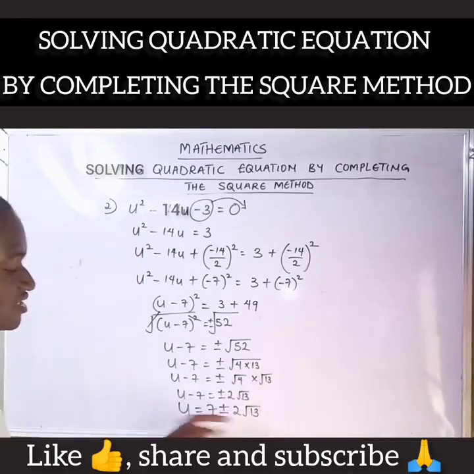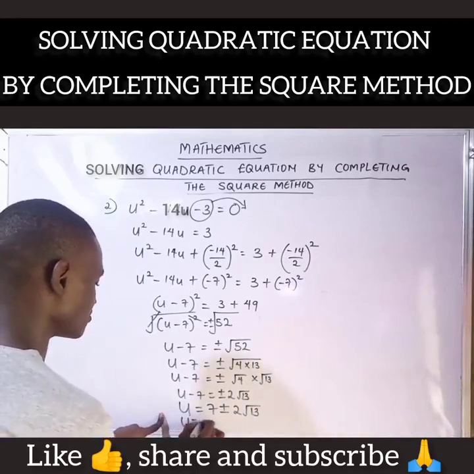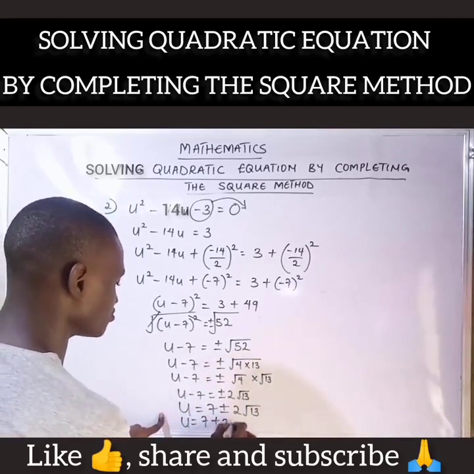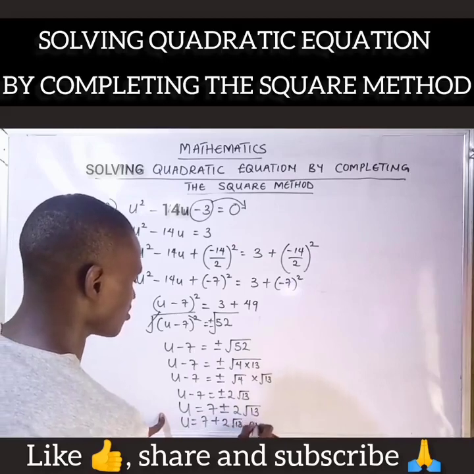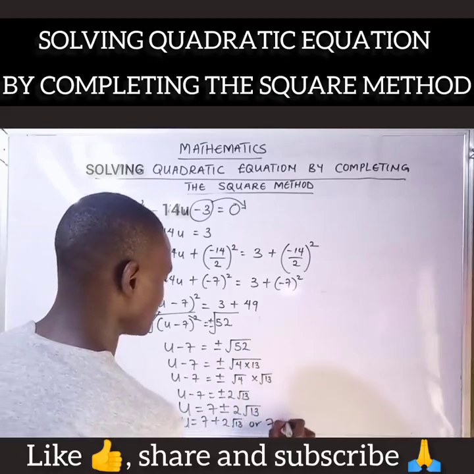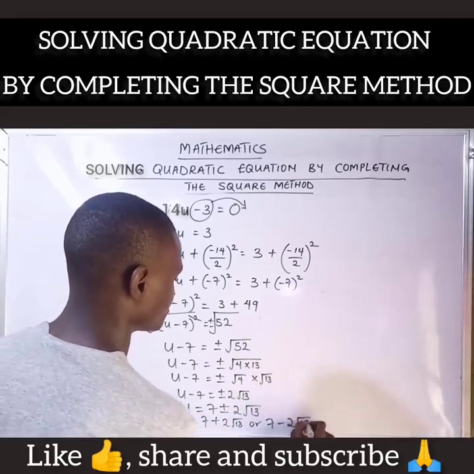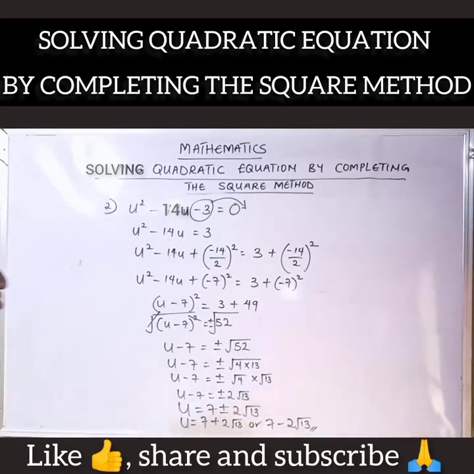I told you what this implies. It means u is equal to 7 plus 2 root 13, or 7 minus 2 root 13. These are the two answers to the question. Can you see that it is the same step I had followed to answer this? And this is how you do it.